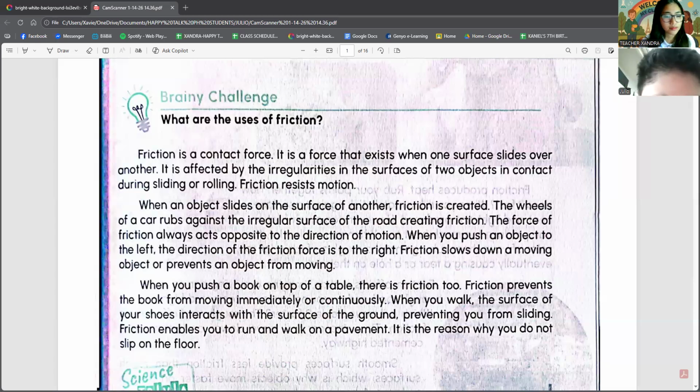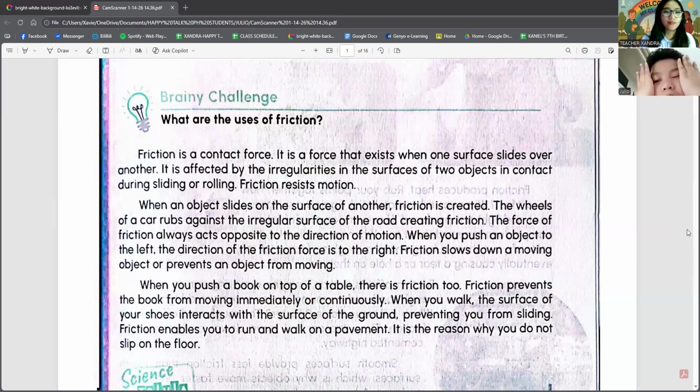Friction slows down a moving object or prevents an object from moving. When you push a book on top of a table, there's friction too. Friction prevents the book from moving immediately or continuously. When you walk, the surface of your shoes interacts with the surface of the ground, preventing you from sliding. Friction enables you to run and walk on a pavement. It is the reason why you do not slip on the floor.